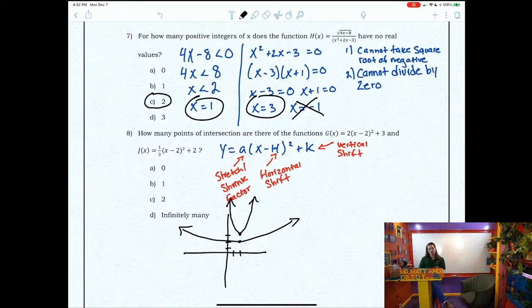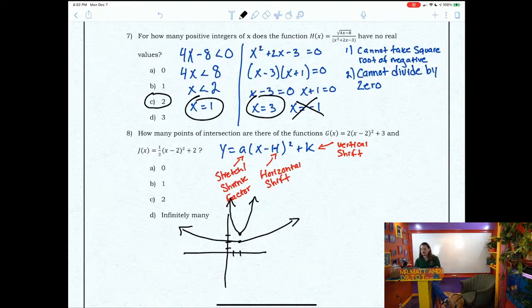The outside coefficient, the leading number outside of the parentheses, is your stretch or shrink factor. That's going to make the graph either wide or really narrow. It's either increasing slowly when it's wide, or increasing very rapidly when it's narrow. Also, when that leading coefficient is negative, that means it's flipped around the x-axis. So it's going to be facing downward when the a value is negative.